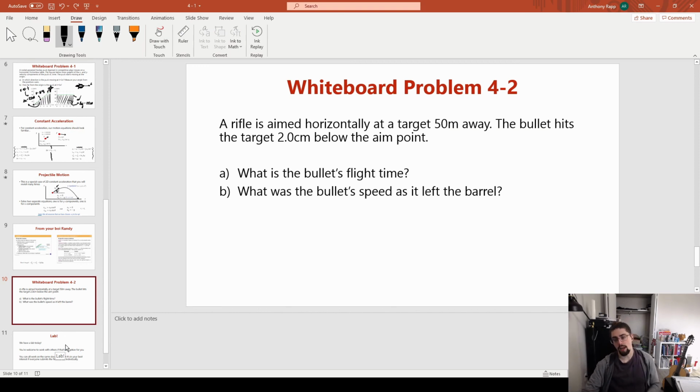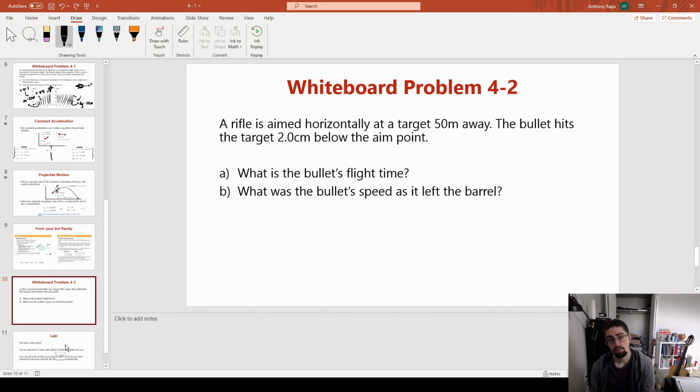Let's imagine we have a rifle aimed horizontally. Not up, not at an angle, horizontally. Shooting at a target 50 meters away. We are not trying to adjust for the drop of the bullet or anything else like that. We fire. The bullet lands dead on in the middle, but 2 centimeters below where we had been aiming.